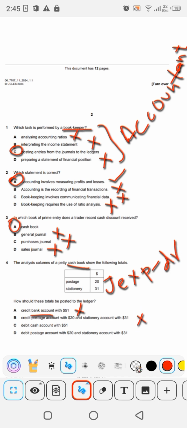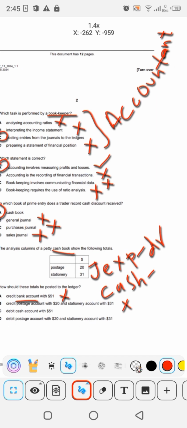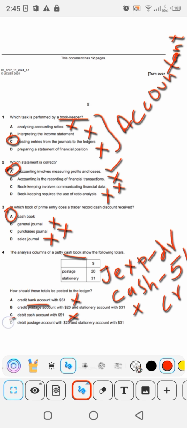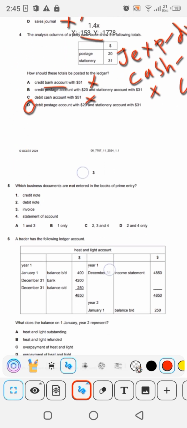Then credit postage account with 20 and stationery account with 31, these are expenses and the nature is debit, as I told you before, so cancel this as well. Then debit cash with 51, because these are expenses, we want to debit expenses but credit cash account. And then debit postage with 20 and stationery account with 31 is correct, so part D will be the answer because expenses have a debit nature, and we are debiting postage and stationery account, so D will be the correct answer.